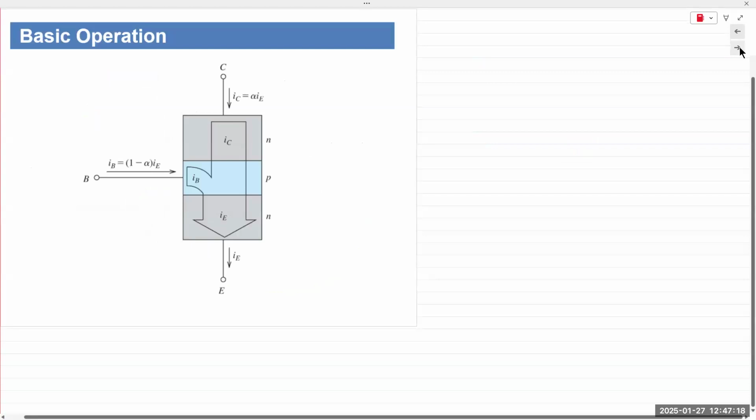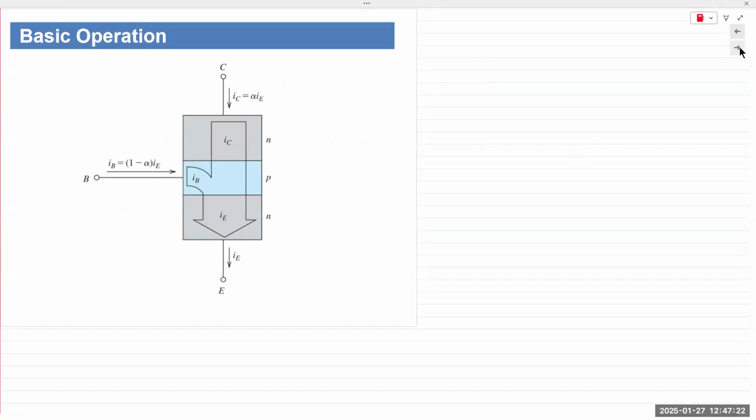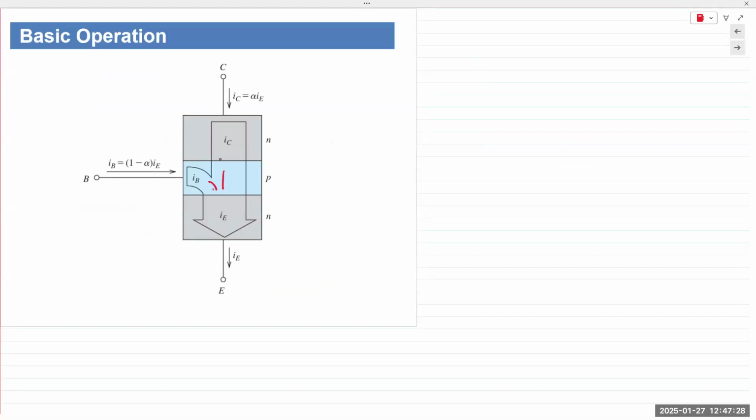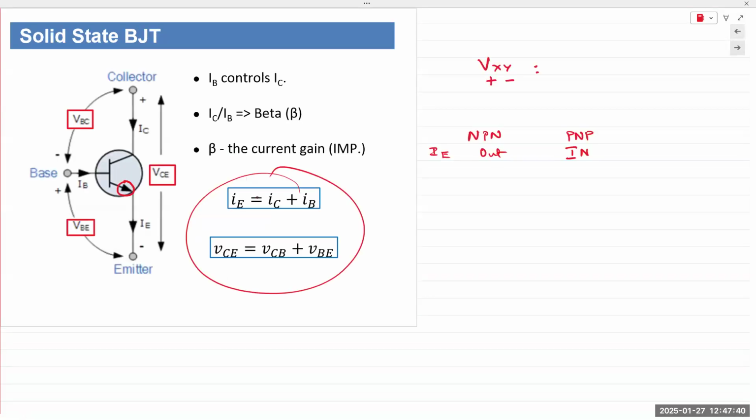All right. So the basic operation of a device, the BJT, is that IB and IC combine to give us IE. Okay. IB and IC combined to give us IE. Hence the equation on the previous slide, which is IE is the sum of IC and IB.